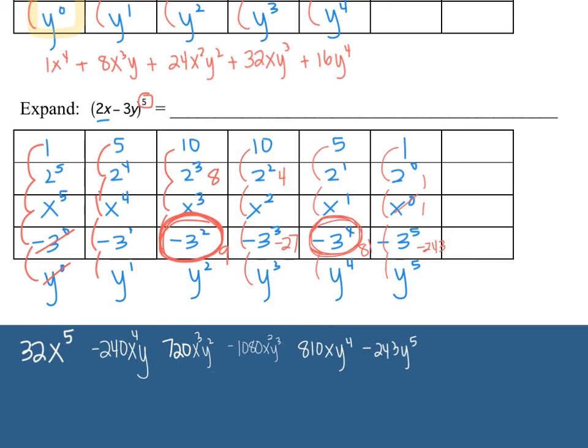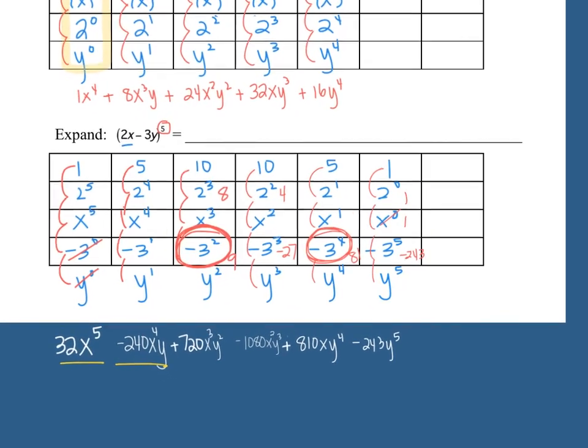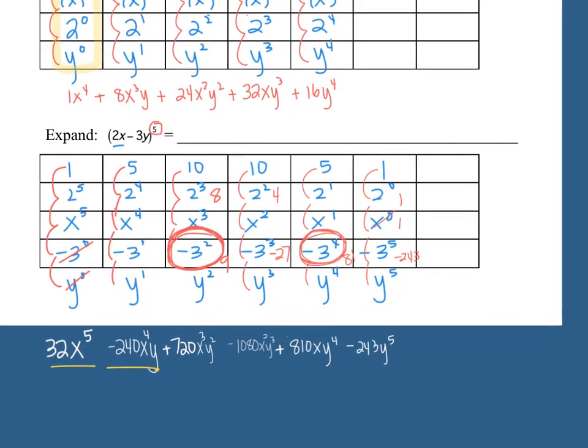So let's look at the overall answer. It should alternate in sign. It should be a positive and a negative and a positive and a negative and a positive and a negative. So just double checking that, and that did work out for us. So I start with positive 32x to the 5th minus 240x to the 4th. Now I've got to insert a plus sign right here. Positive 720x cubed y squared minus 1080. Insert a positive here, and we have our final answer. Way faster and way less chances of making mistakes than the whole process of superfoil, trust me.